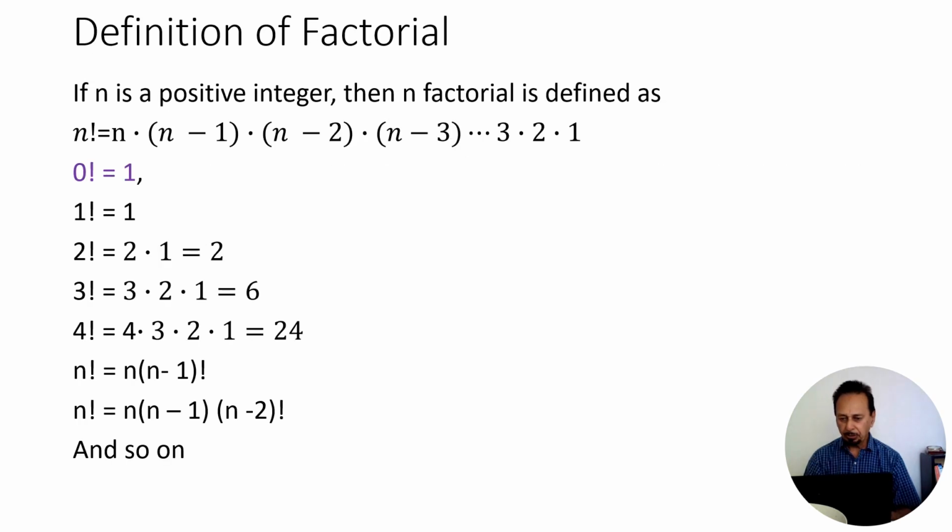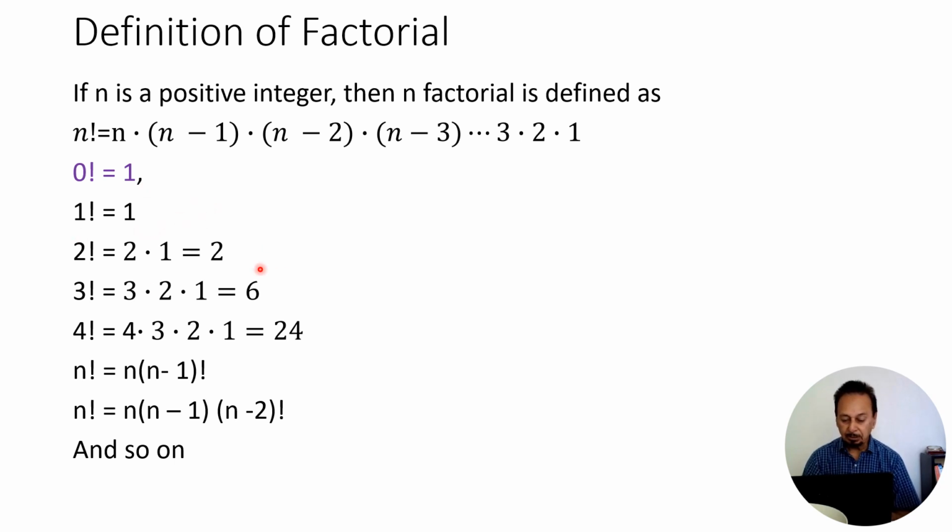Okay, so here we're going to define factorial. If n is a positive integer, then n factorial is defined as n with an exclamation sign. This is the way we indicate n factorial. And this is the expansion. You start with the number n, and then you subtract 1, and then subtract 1 again, and keep subtracting until you get 1. Okay, so 0 factorial is 1.